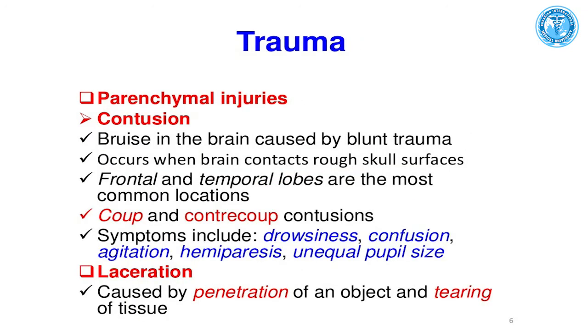Parenchymal injuries: contusion, a bruise in the brain caused by blunt trauma, occurs when the brain contacts rough skull surfaces. Frontal and temporal lobes are the most common locations. Coup and contrecoup contusions. Symptoms include drowsiness, confusion, agitation, hemiparesis, and unequal pupil size. Laceration is caused by penetration of an object and tearing of tissue.